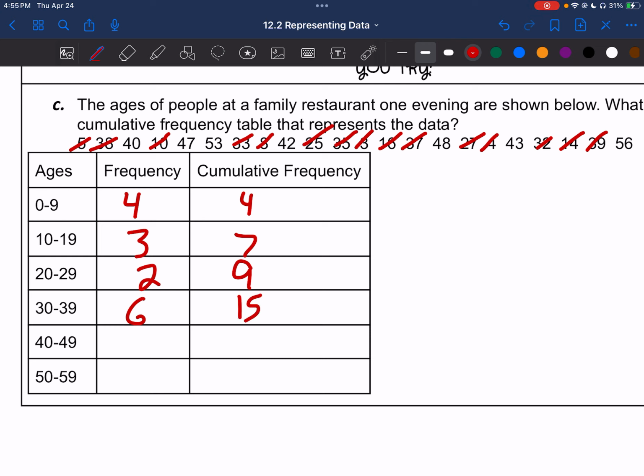Our 40-somethings, 1, 2, 3, 4, 5. We have 5 40-somethings. And our final category, our 50-somethings, 1, 2. And that gives us a total of 22.